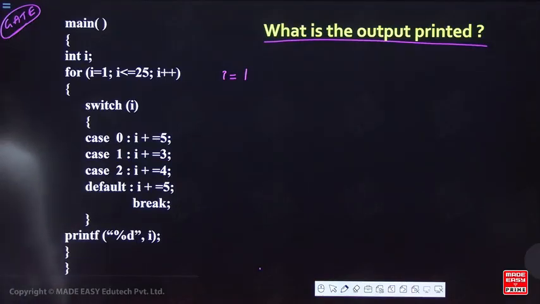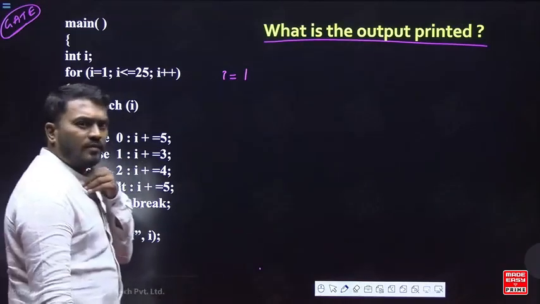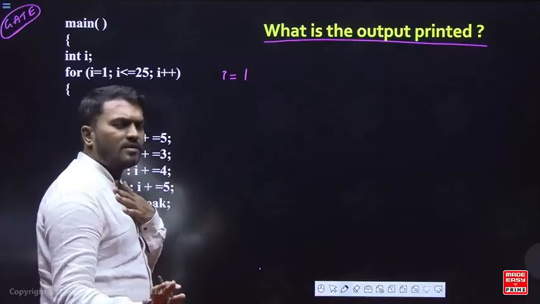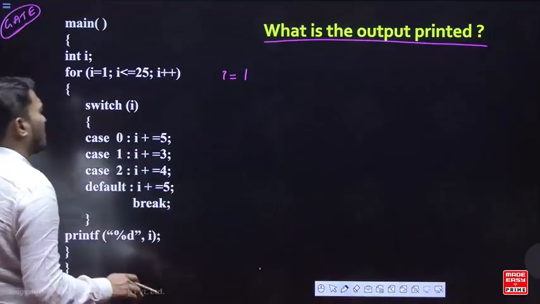Almost 60% wrong answer only. 60% wrong answer, 40% only right answer. Okay, execute carefully. Don't take tension. Understand where you have done the mistake.